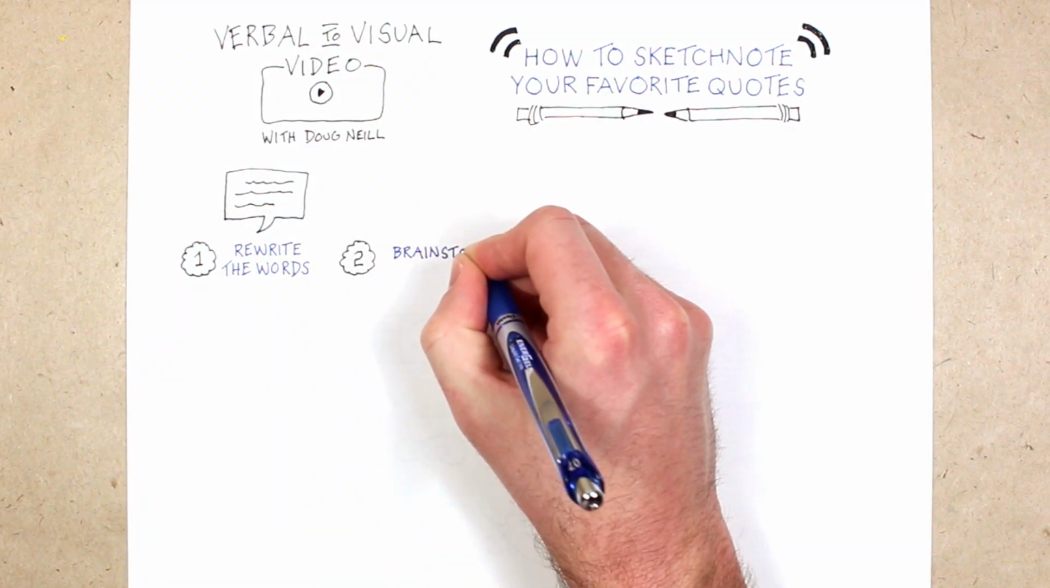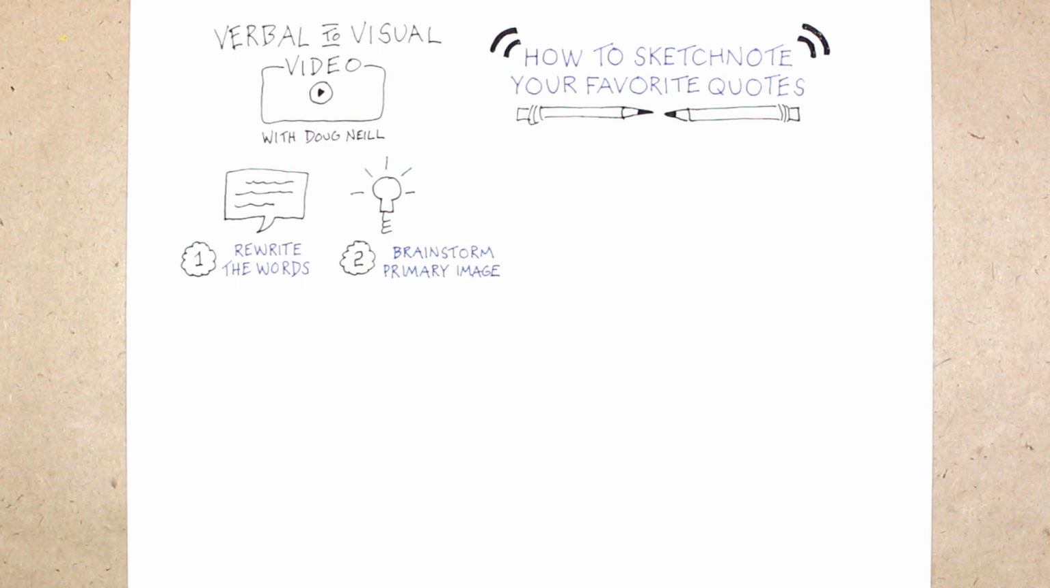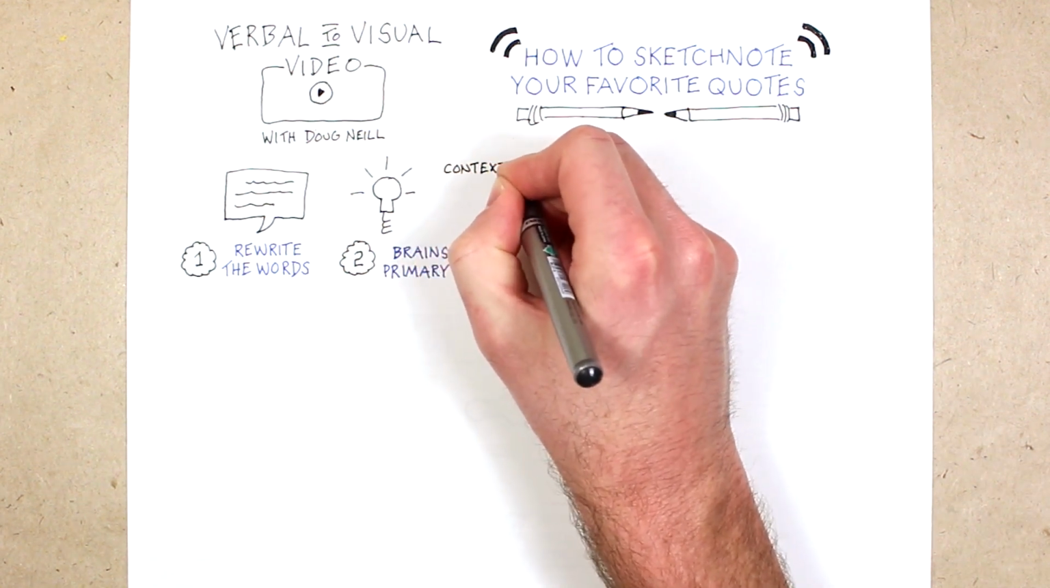Step 2 is to brainstorm a primary image. Try to come up with just one image or a really simple scene that's related to the quote that you're trying to capture. And there are 3 things that you can think about to help you come up with that image. First, think about the context of the quote itself.